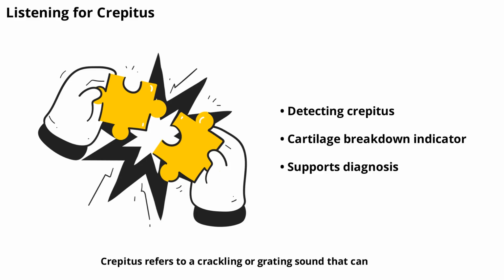Crepitus refers to a crackling or grating sound that can be heard or felt when moving a joint affected by osteoarthritis. Doctors listen for this sound during the physical examination, as it often indicates cartilage breakdown within the joint. While crepitus is not exclusive to osteoarthritis, its presence, along with other symptoms, strengthens the diagnosis. This subtle sign can sometimes be missed, so doctors are careful to check for it during joint movement.